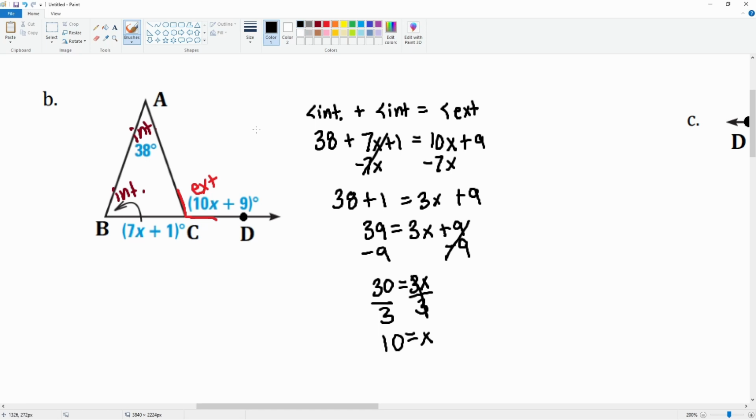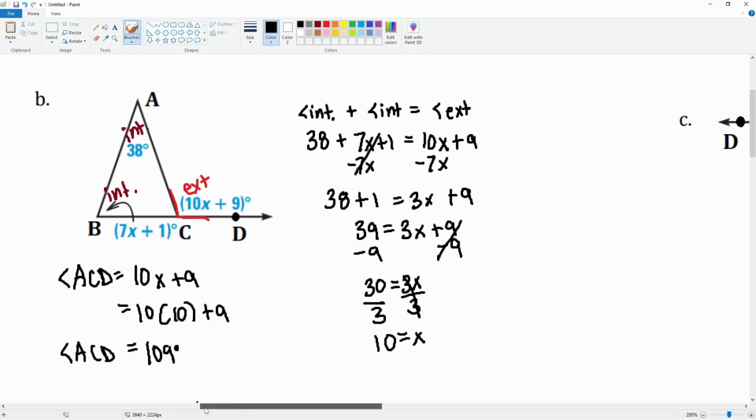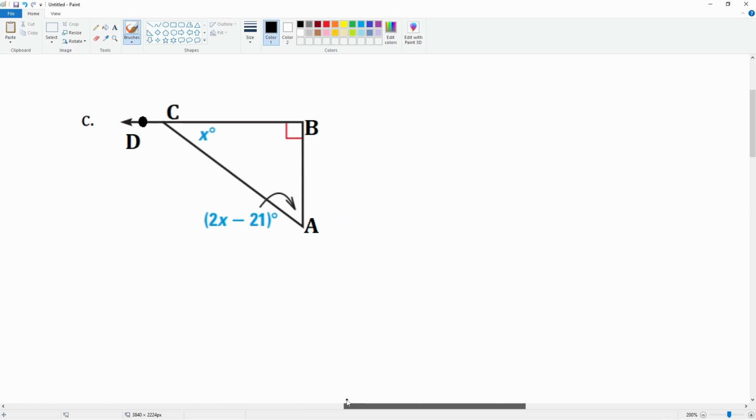I do still want to solve for the angle. We know that angle ACD in this problem is defined by the expression of 10x plus 9. I can now make the substitution of 10 into the x, and now I can plug this into the calculator. Angle ACD is going to be defined as 10 times 10 plus 9. That gets me a value of 109 degrees. Now let's look at angle C. Okay. I'm still looking for this angle measurement out here. I don't know what it is though. That's interesting enough.